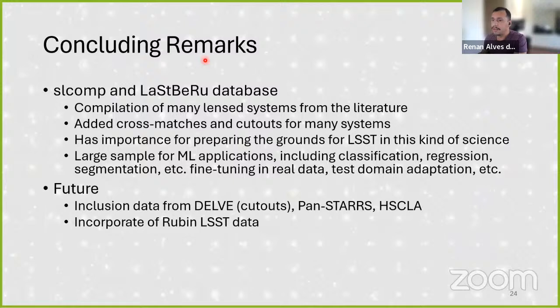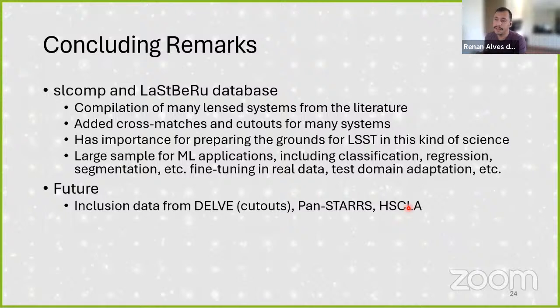So we want to include the data. For example, we want to include data from DELVE. And at that time, the data wasn't available to the public, at least the cutouts. I'm not sure if it's available now. I think it is, but we can include the data from DELVE and the Hyper Suprime-Cam Legacy Archive.